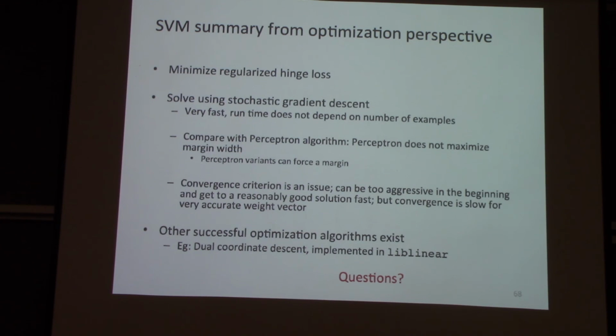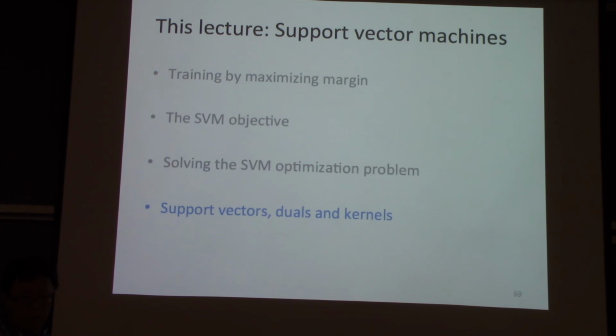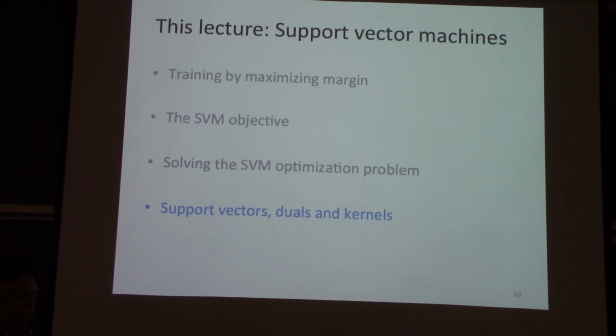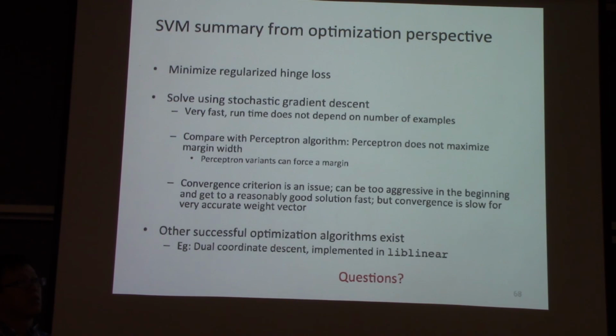And I think this is the end for this lecture. In the next lecture, Vivek will talk about the dual form and also kernels. And also the question of why this is called support vector machine. What's the meaning of support vector? That will be the topic of the next lecture. So I think we still have 5 minutes. If you have any question, or need any explanation, I can answer.